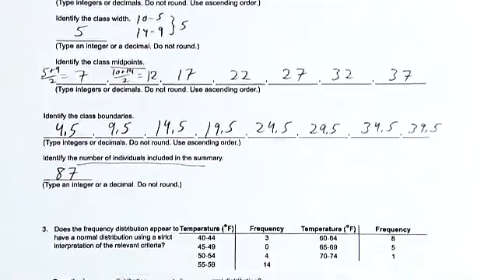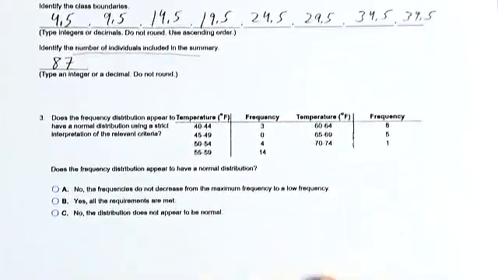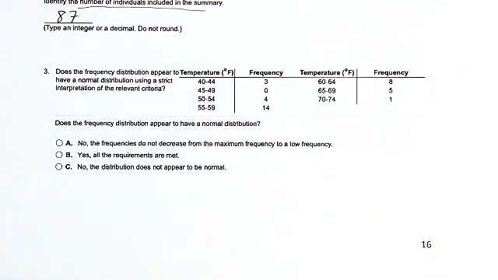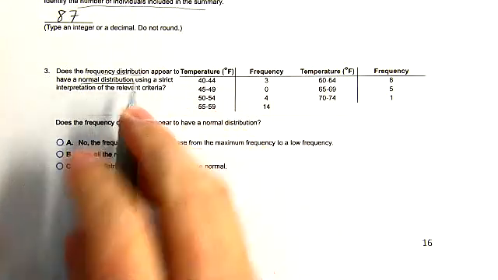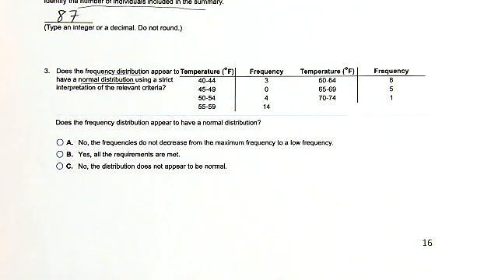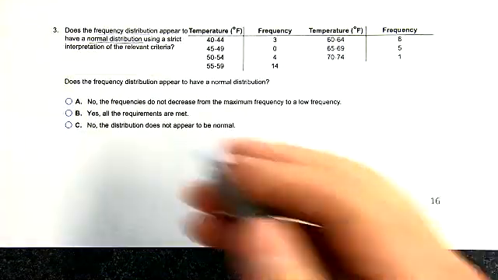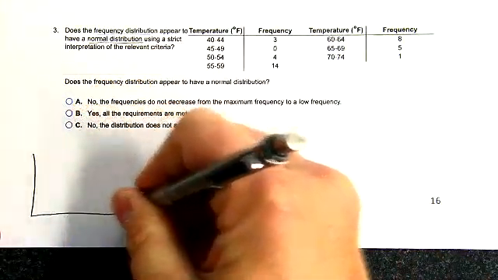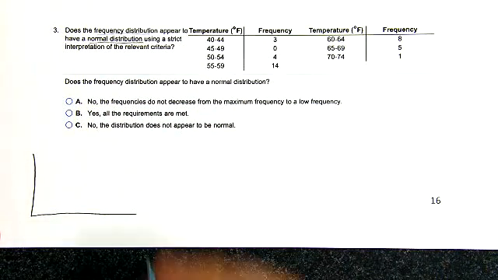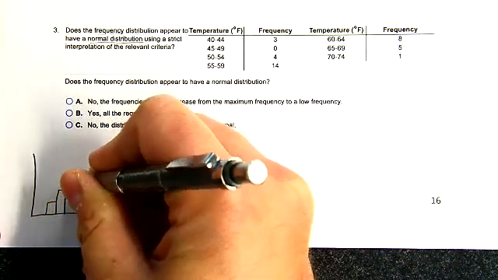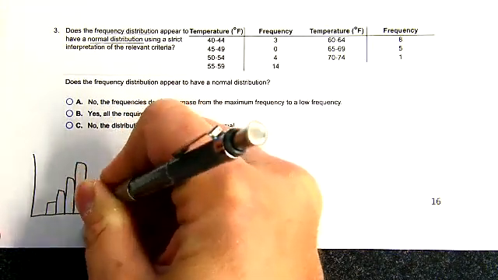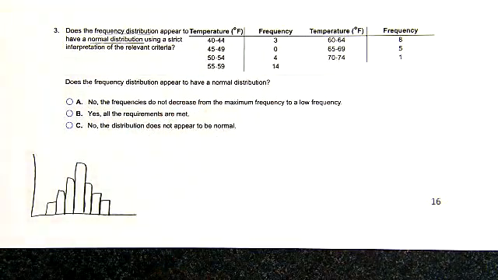Okay, if we're good with that one, let's look at 3. In 3 it says, does the frequency distribution appear to have a normal distribution? So normal distribution might be one of the most important concepts in the entire class. If you plot this information, it should look something like this. So we're going to plot this data. And it should look something like that when we do a bar graph with this information.